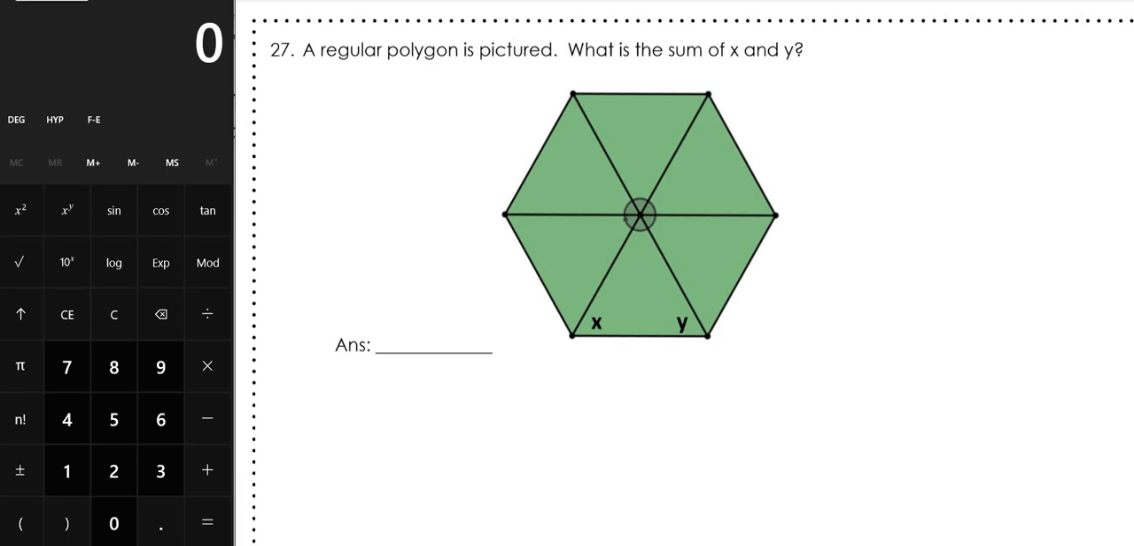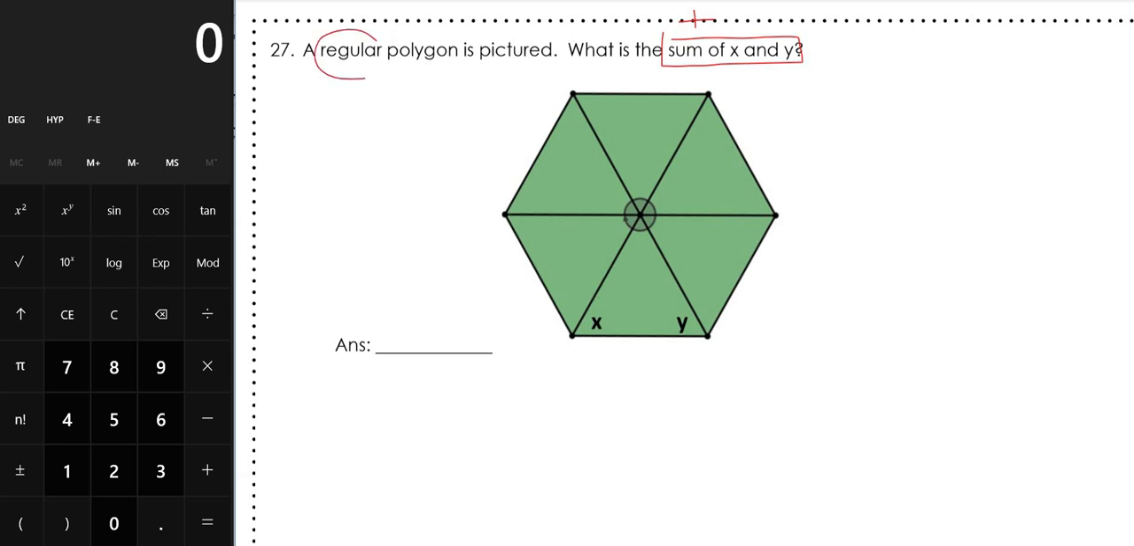Number 27. A regular polygon is pictured. What is the sum of x and y? This is our ask: the sum of x and y. Sum means add together, so we need the measurement of angle x and angle y added together as our final answer. Let's go back to the beginning.